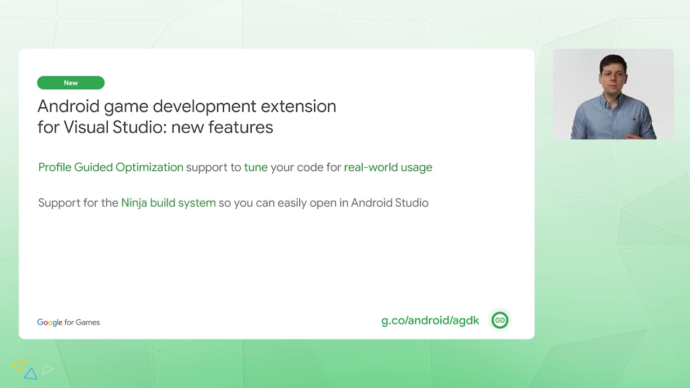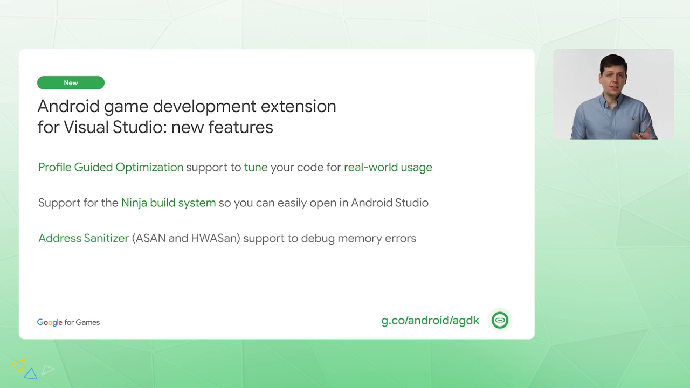We've also added Ninja build support to our latest release. We wanted to give users the ability to easily open their project in Android Studio so you can get the benefit of its rich support for Java, Kotlin, and JNI, such as being able to have same-session Java and C++ debugging, editing your Gradle build, and analyzing and upgrading your Gradle dependencies. With Ninja, you can easily open your AGDE projects in Android Studio.